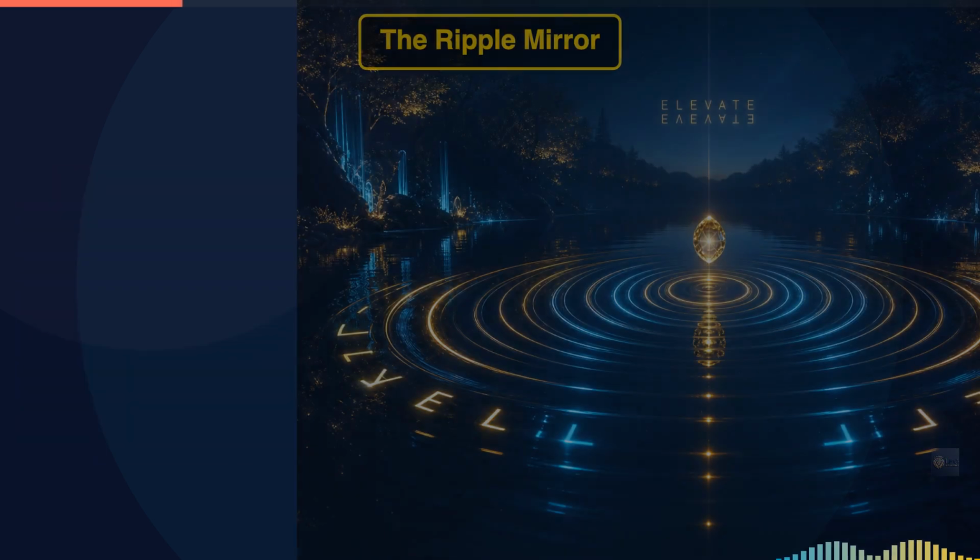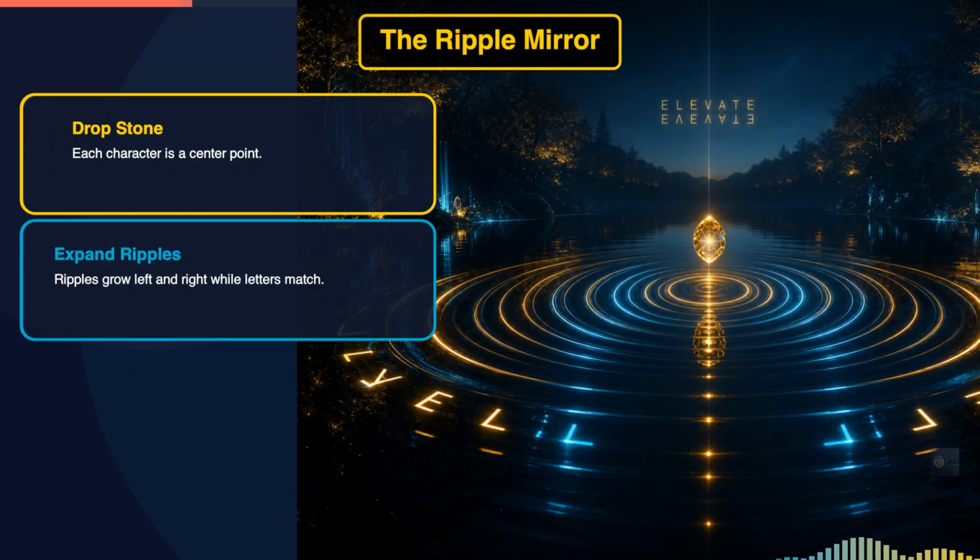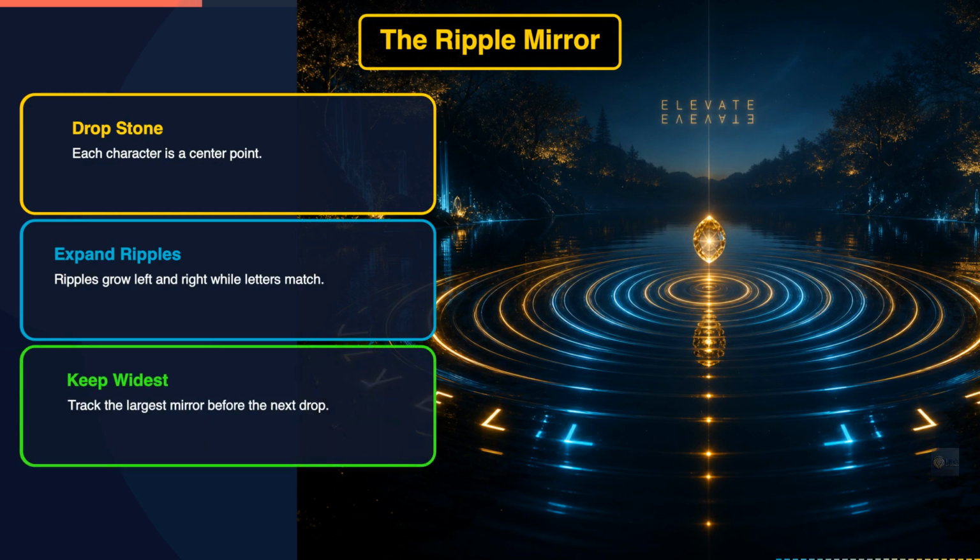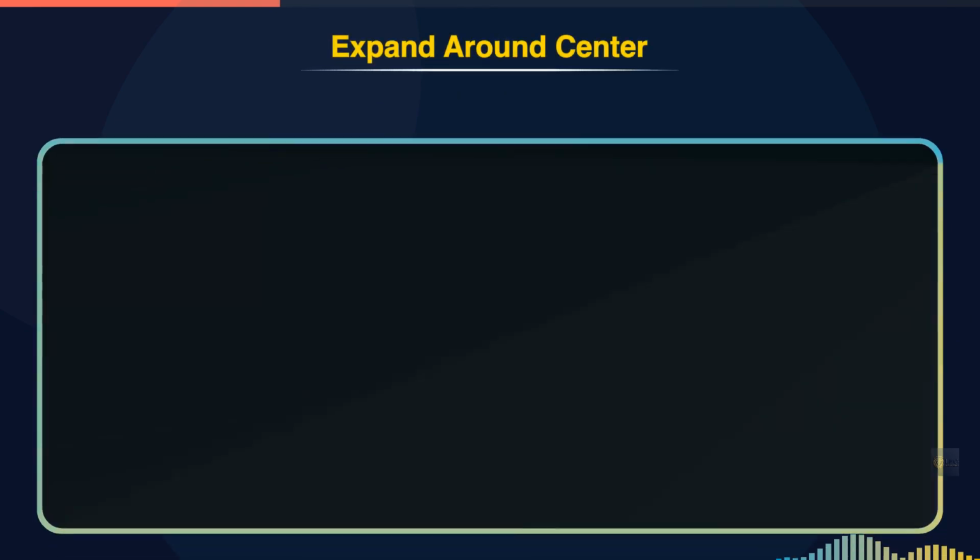Think of each character in the string as a stone dropped into a perfectly still pond. The ripples expand outward, left and right, as long as the water on both sides stays identical. The moment one side reflects a different letter, the ripples stop. Every drop creates its own ripple pattern, and we simply keep the widest mirror we find before moving to the next stone. We use the expand around center approach.